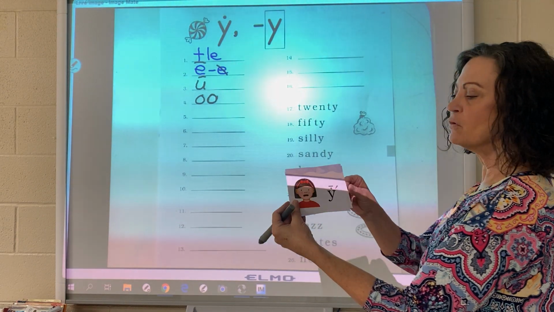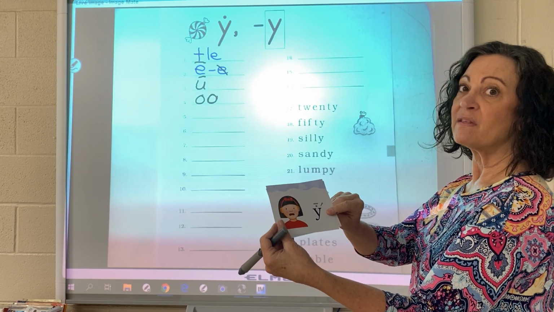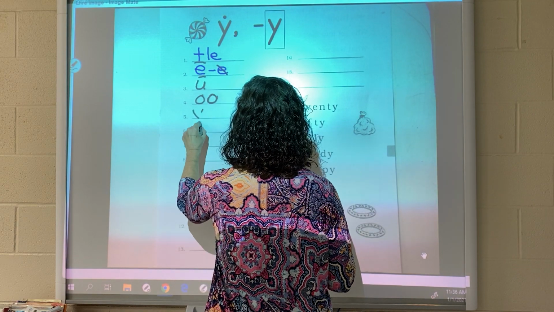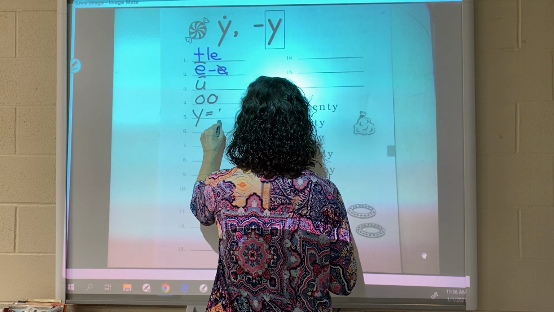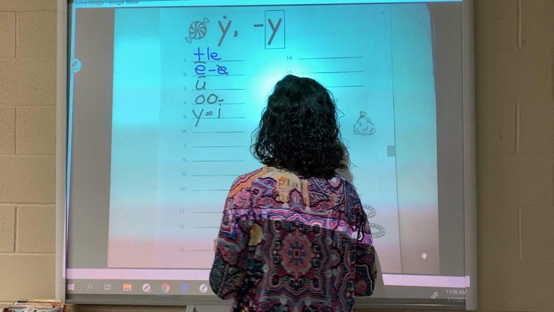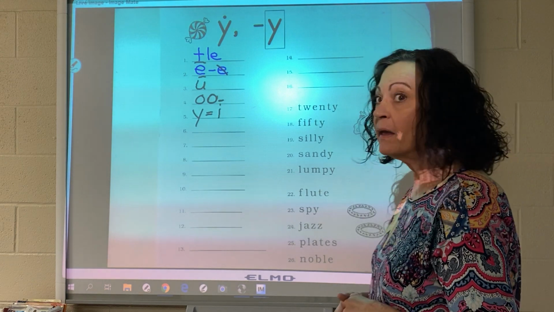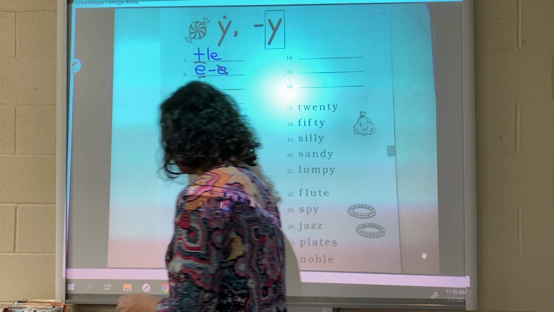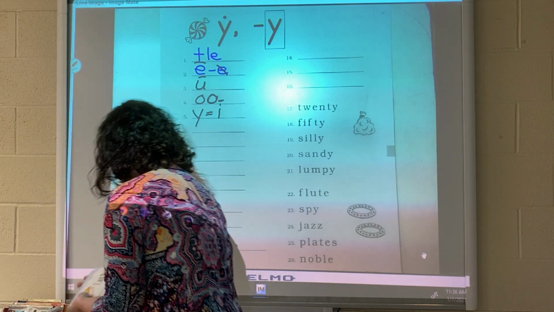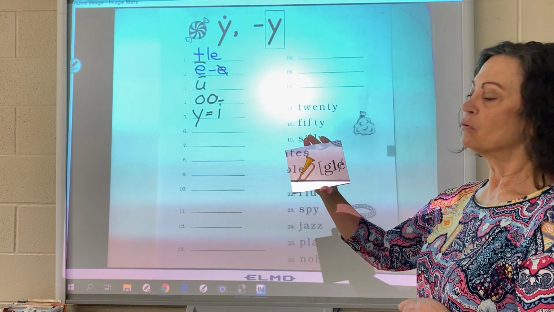And then we have what we learned yesterday, which was Y can also say the long I sound. Y equals I, long I. And then we learned today that it can equal long E, and it can make a suffix. Y is a busy, busy sound. Bugle, gull.